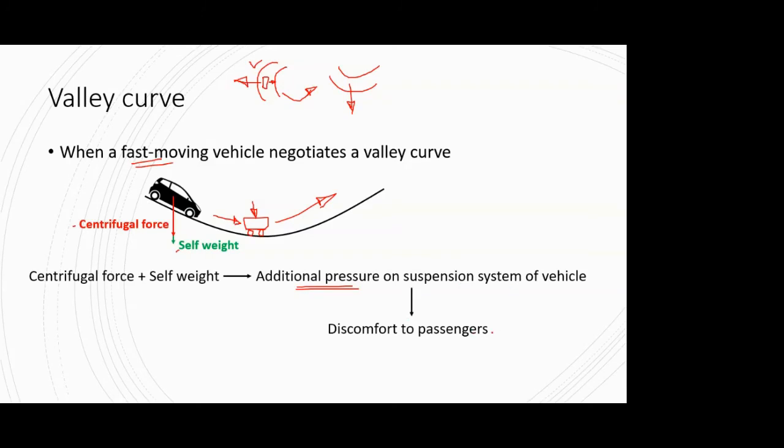So if I want to avoid this discomfort, okay, and if I have to give a smooth riding quality, I have to design this curve, whatever is this curve part, in such a way that there is minimum or no discomfort to the passengers. Now, for that you have to properly design your valley curve and also lay it properly. We'll come back to this discomfort point again after a few slides.